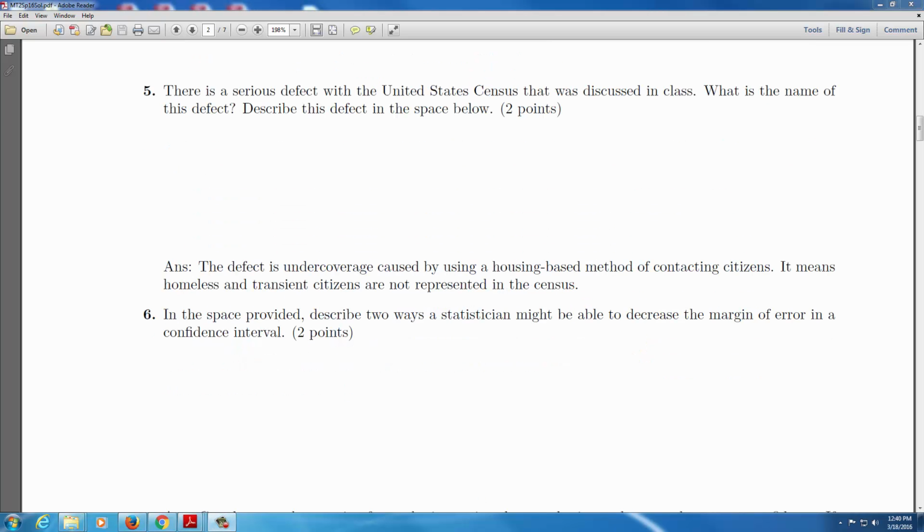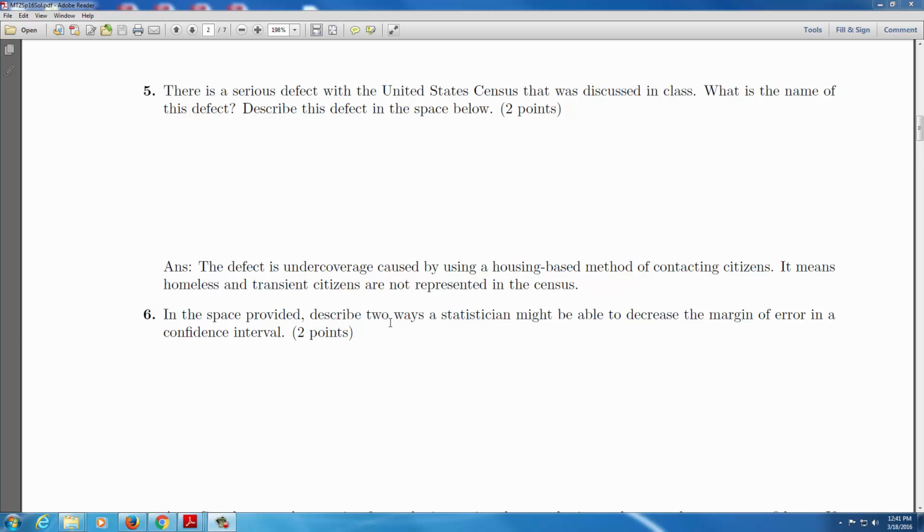On page 2, the defect in the United States Census was undercoverage. The one we talked about in class was undercoverage, and that means that the sampling frame, how they do the survey based on housing units, omits transient and homeless people, and so they won't be represented in the census. That was 2 points. 1 point for coming up with undercoverage, the word, and 1 point for describing undercoverage.